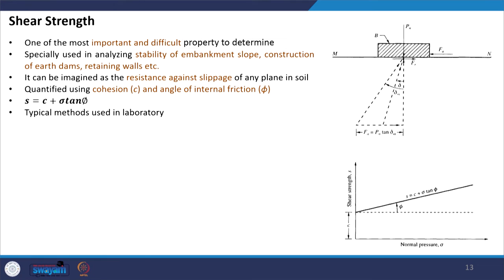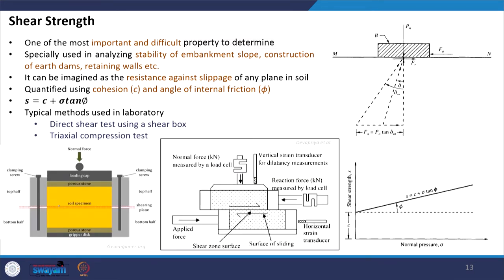Now, the next question is how can we evaluate the value of these shear strength parameters in the laboratory. There are two popular methods that are typically used. One is the direct shear test using a shear box and the other is the triaxial test. Let us learn about these methods. We will start by discussing the direct shear test using the shear box.